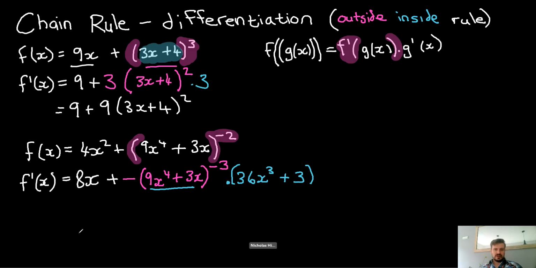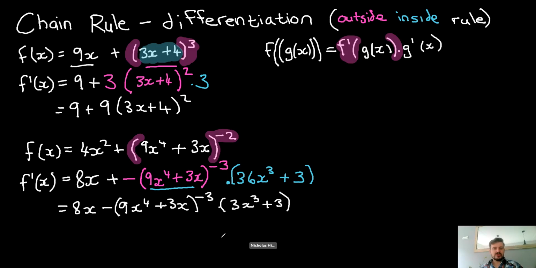And so I've now got this, which I can then tidy up. So I'll have 8x minus 9x to the 4 plus 3x to the -3 times 36x cubed plus 3.